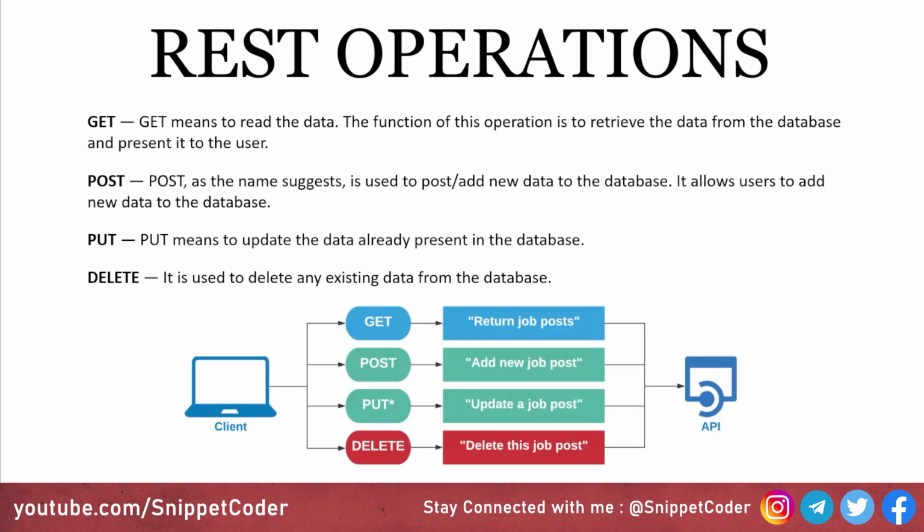So here is the diagram, and here is the client. The client is calling a get request, and as an example, we are returning a job post here. Then we have the post request, and that will add the new data of that job post to the API. Then we have the put request that will update the job post. Then we have the delete here, and delete will be used to delete the job post.